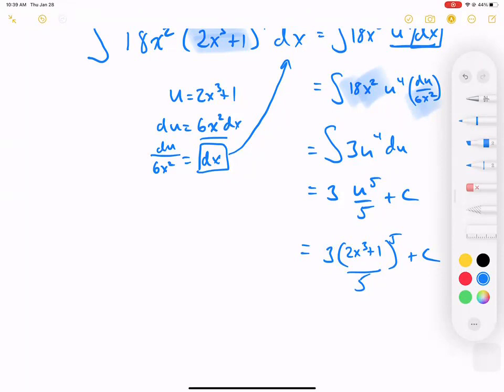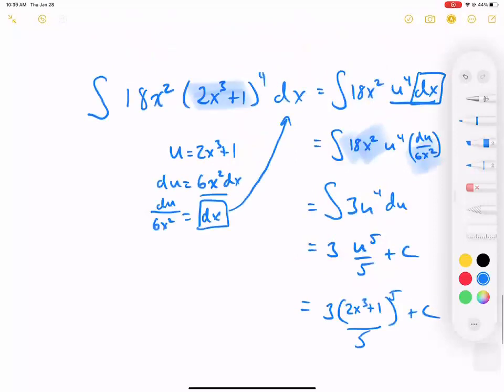Mr. Cope, would we be able to take 18x squared as the u substitution, or does it matter in particular? You can experiment and do whatever you want. It's not going to be right, but at least you can try it. If I said u was 18x squared, take the derivative. You're going to say du is equal to 36x, right? Can this 36x cancel out this crazy 2x cubed inside? No, right? So it's not going to help.